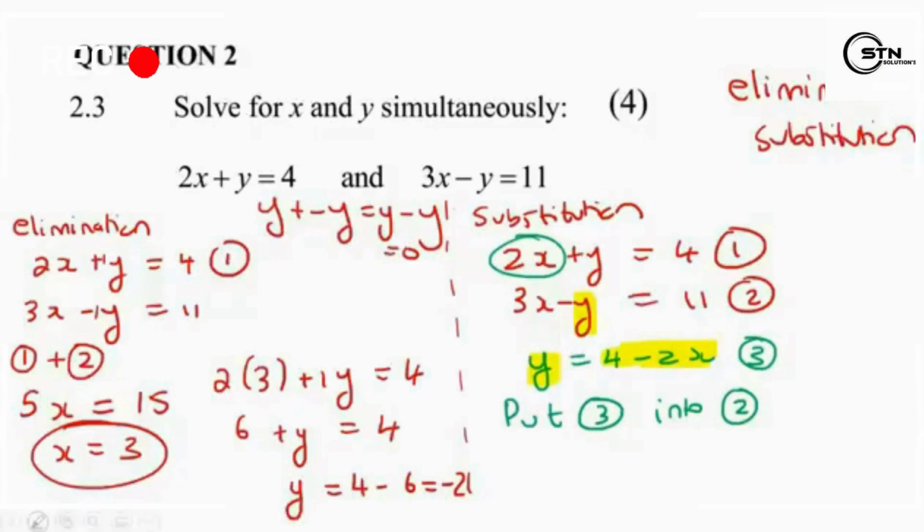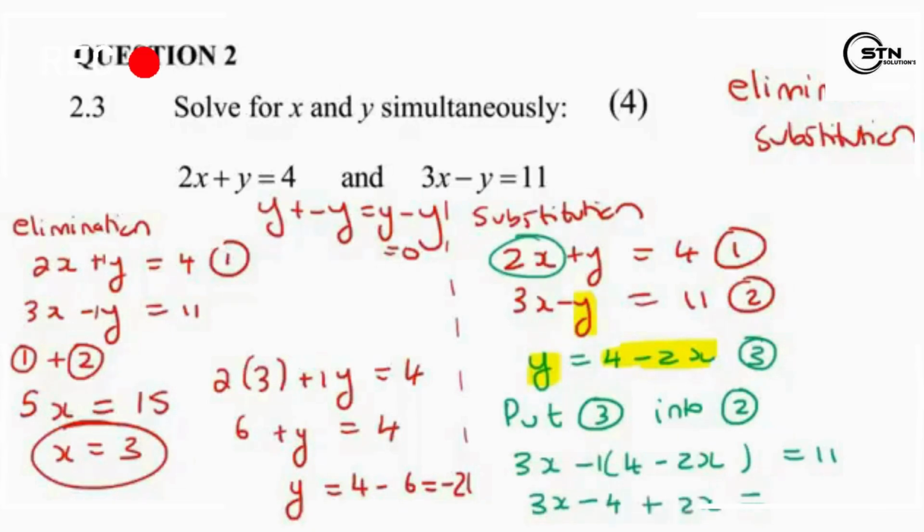So it will become 3x minus, then in brackets, I'm going to replace this y with this new expression, which is 4 take away 2x, equals 11. And I'm just going to multiply this minus 1 into the bracket over there and over there. And so we end up with 3x take away 4, add 2x equals 11. And then I just need to try and solve this now. So the 3x and the 2x, I'm going to add together to become a 5x. So I'm just going to write it over here because I'm running out of space.